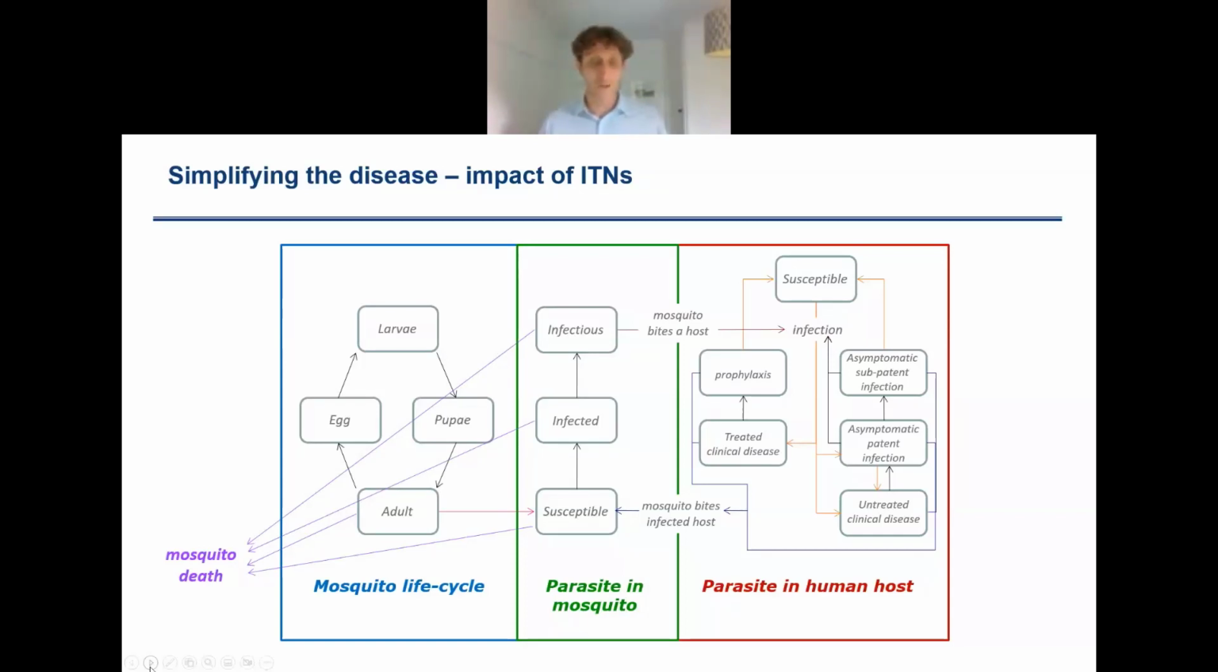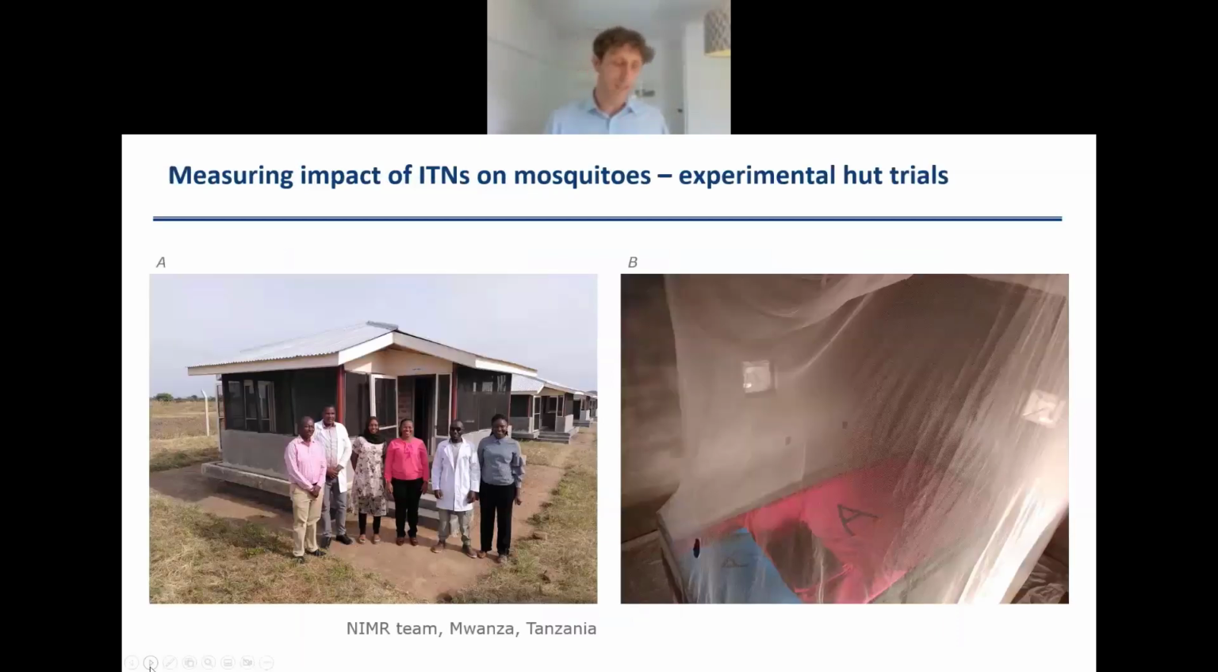Firstly, they kill mosquitoes. They reduce biting, so they reduce the infection process. They reduce the number of mosquitoes able to transmit. And they also potentially reduce the number of eggs that are out there, so you have fewer mosquitoes. If more mosquitoes are dying, you have fewer laying eggs and fewer new mosquitoes developed. And so what you have is an intervention that actually has lots of impact on lots of different parts of the life cycle of the parasite.